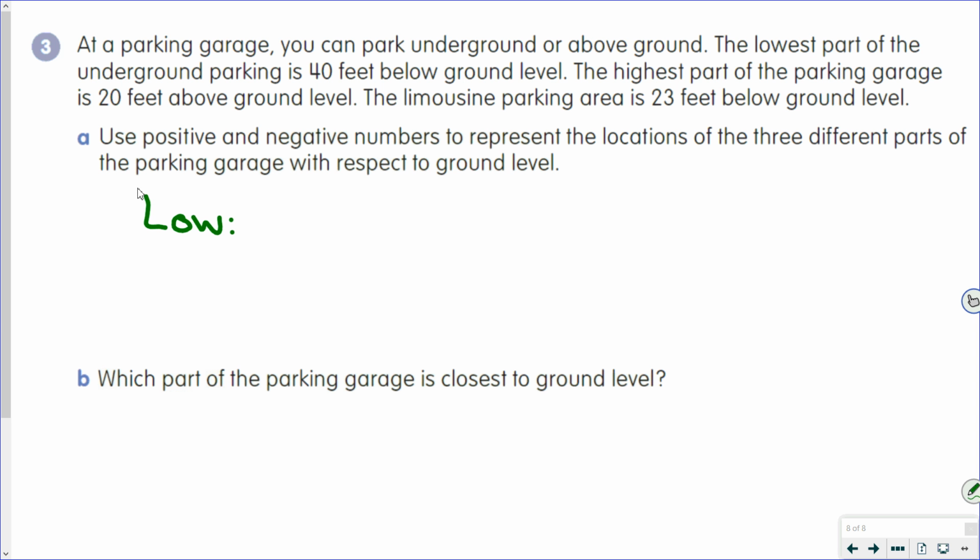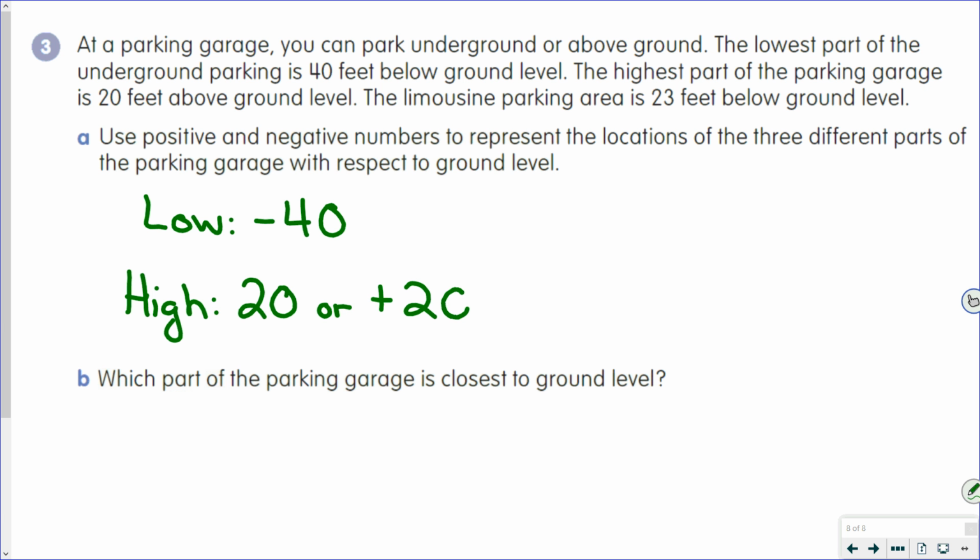So we have the lowest part. The lowest part is 40 feet below ground level, so that's going to be -40. We go to the highest part. It says that the highest part is 20 feet above ground level. So since it's above, you've got 20, or you could write +20. Either of those is fine. The third location is the limo parking area. It's 23 feet below ground level. Since it's below, I put that as -23.